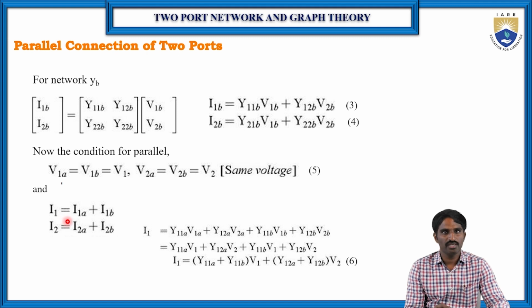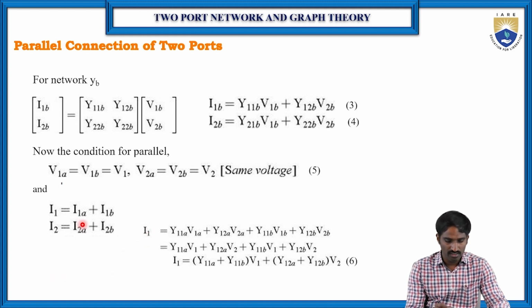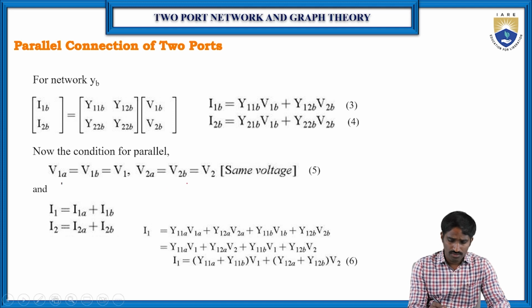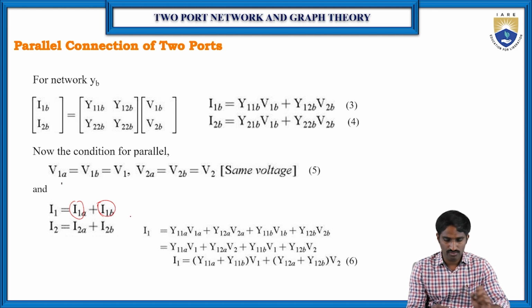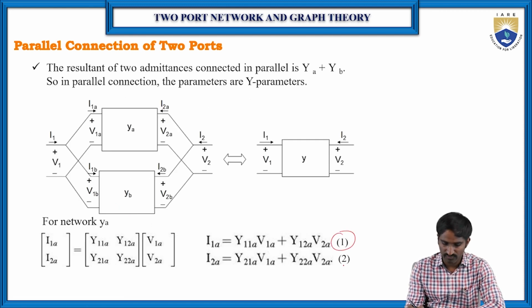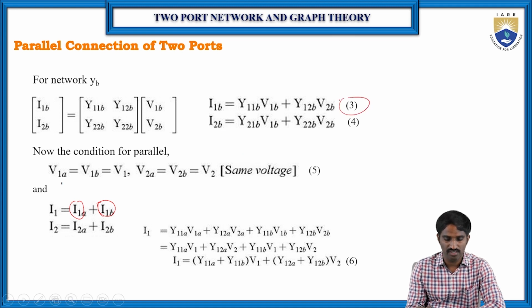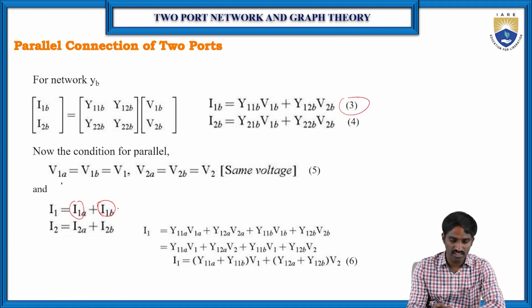As we know, if these two are connected in parallel, by applying KCL we get the equation I1 is equal to I1A plus I1B, and similarly I2 is equal to I2A plus I2B. Now substitute the values here. For I1, substitute the I1A and I1B values: I1A from equation number 1 and I1B from equation number 3. So substitute equations number 1 and 3 in this particular equation.